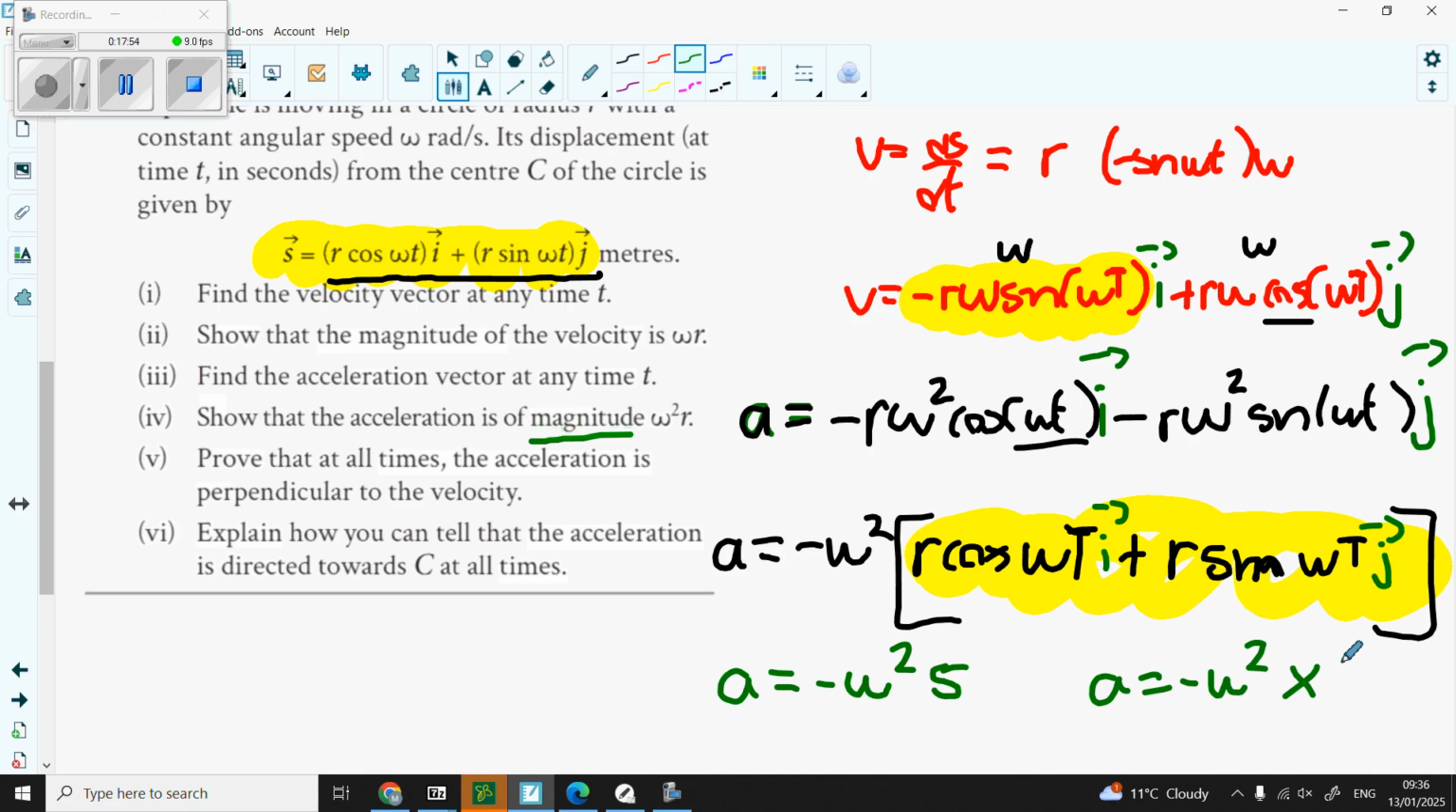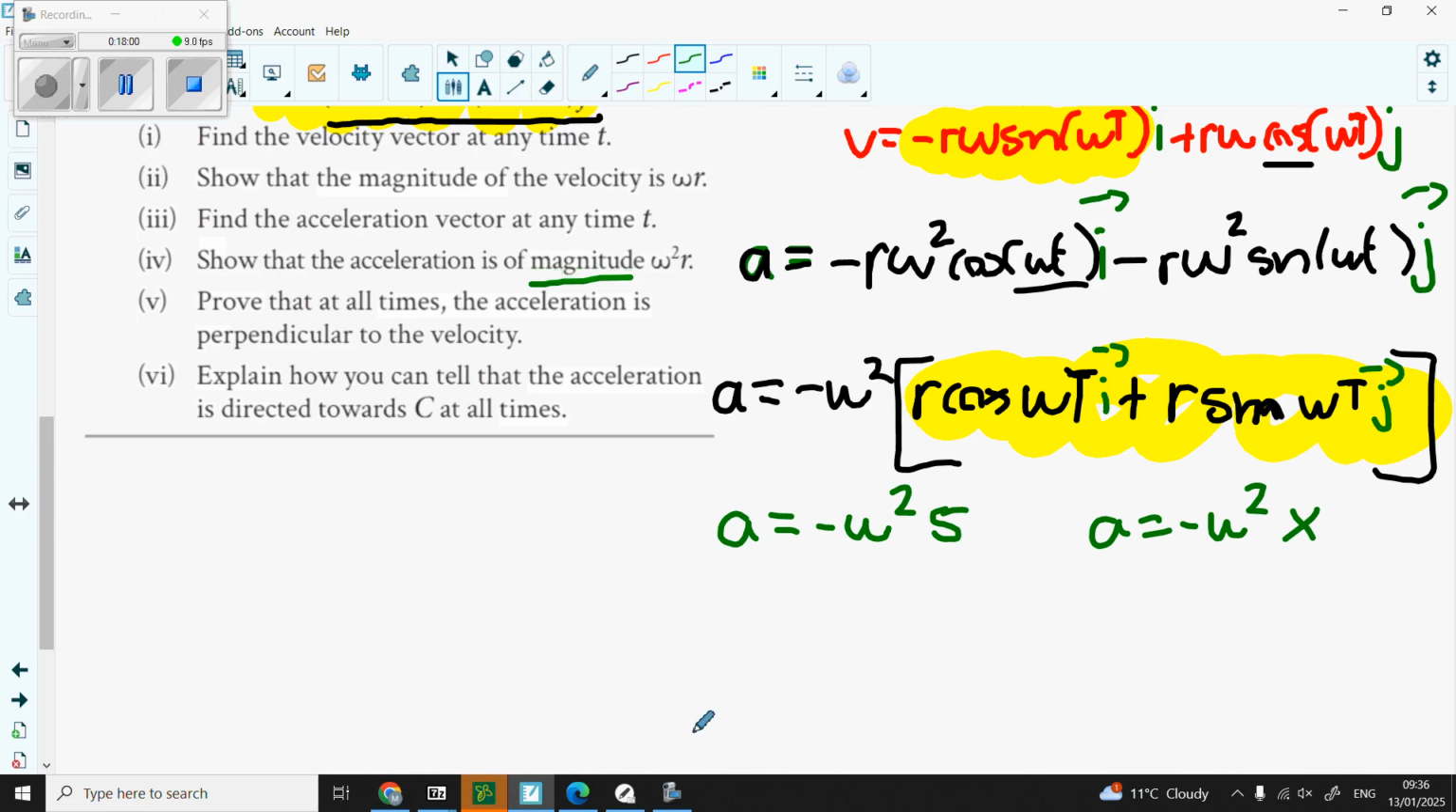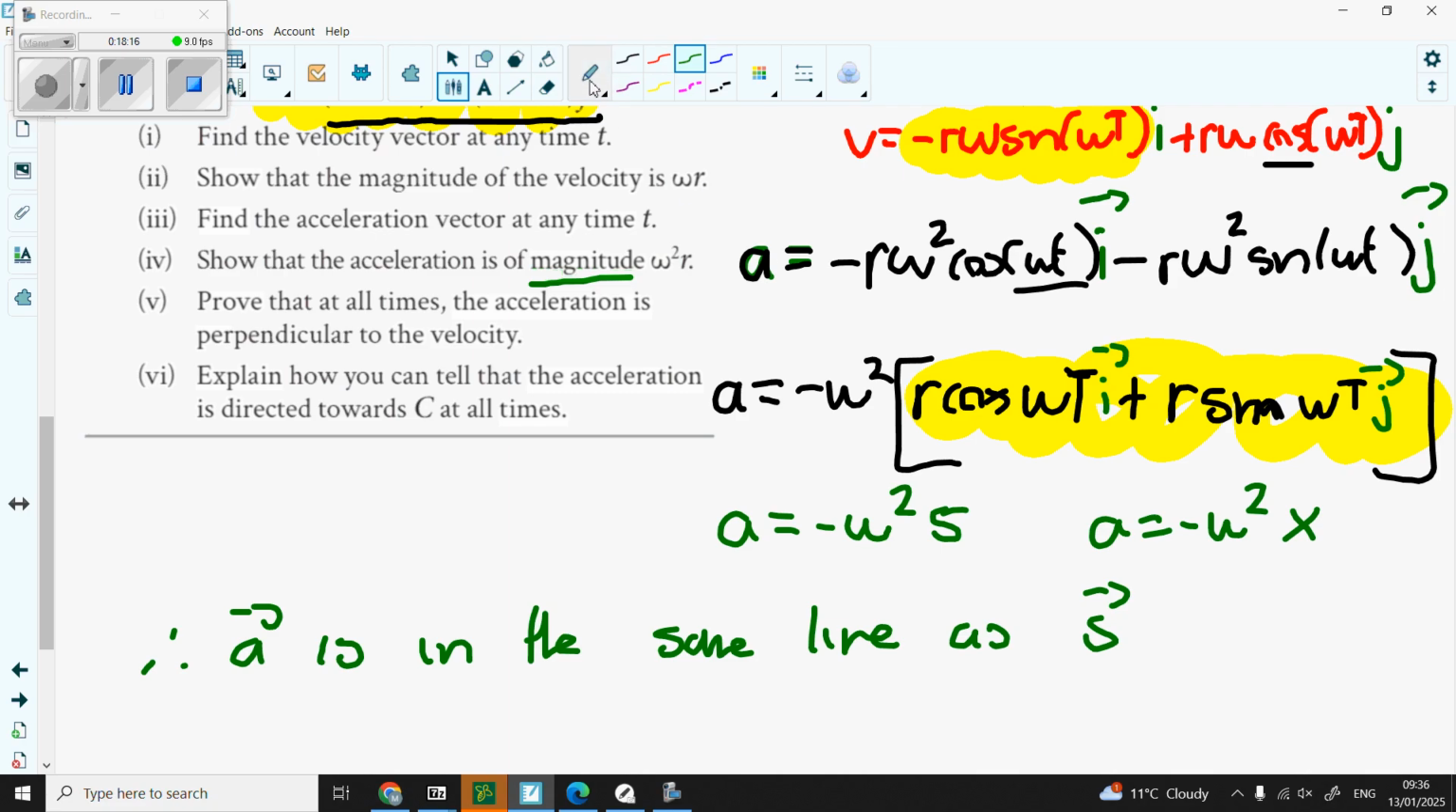Sometimes it's known as minus omega squared x. Okay? And what can we say about this? Well, what we're saying is acceleration a is in the same line as s. Now, the reason why it's in the same line as s is it's just a constant multiplied by s. See the constant? It's a constant multiplied by s. But does everybody note the minus?